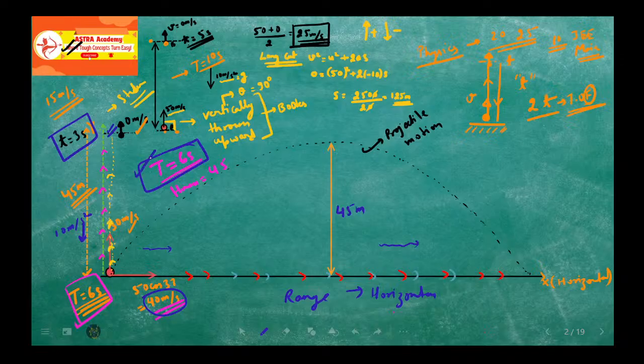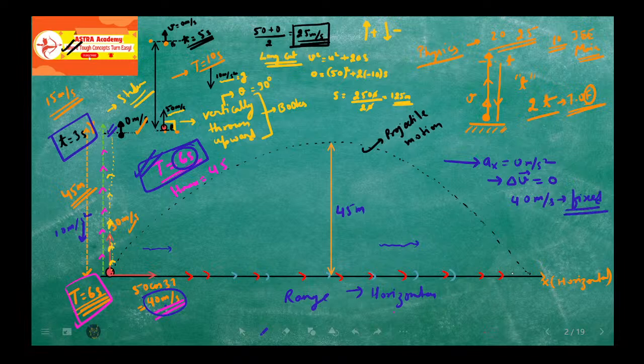So you have to take total time, and multiply total time by this speed 40. Okay sir, I have a doubt. Why are you multiplying 40 with 6? Because I know there is no acceleration in x. The acceleration is in the y direction only. So there is no change in velocity in the x direction. So the velocity in the x direction will be 40 meter per second, and it will be fixed.